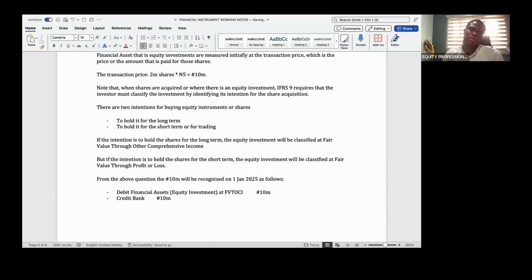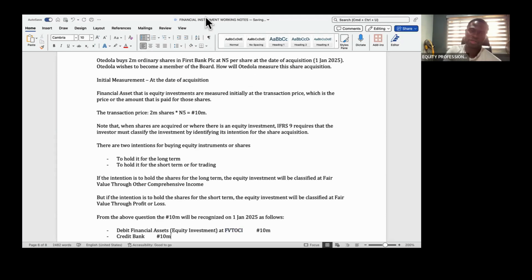So on initial measurement. So this is very important for us as accountants. It's important we know whether this guy is just buying these shares to sell it immediately or he's buying it for the long term. So still on measurements. Any questions? If you have questions, this is the time to ask before I move on.